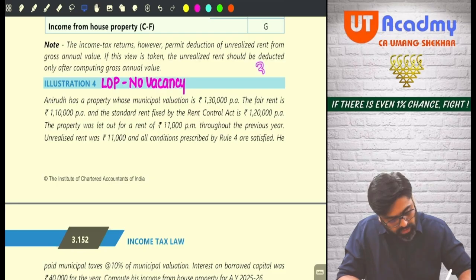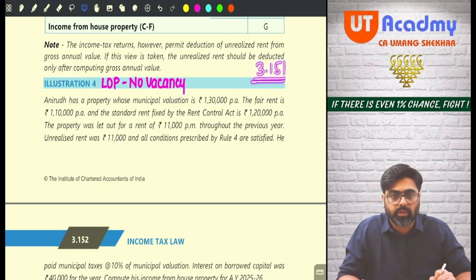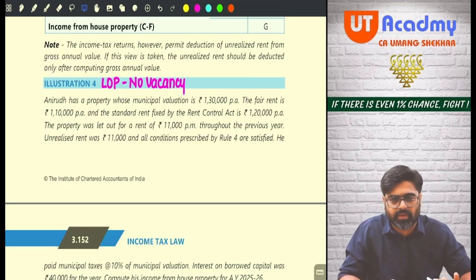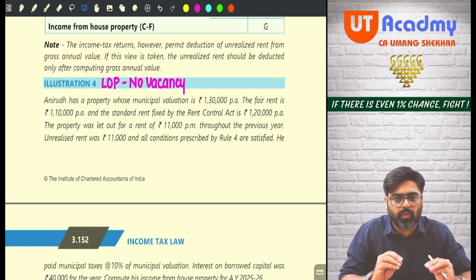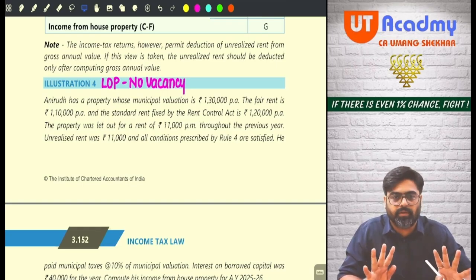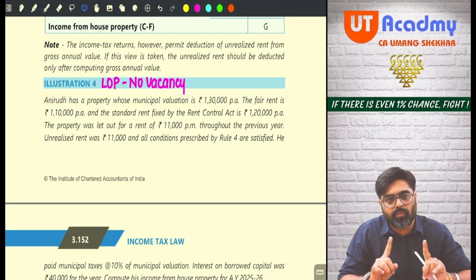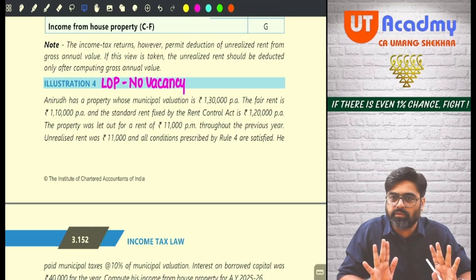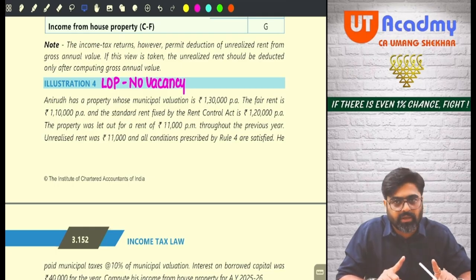Page number 3.151, ICAI study mat. Illustration number 4. In this question, a simple question is there. They have given you a let out property without any vacancy. And now from that property, what is the taxable income which you are supposed to calculate? Shall we start now?